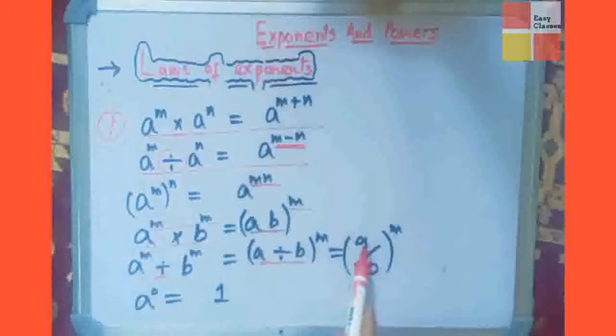We can put it in this form as well: a divided by b raised to power m, and a raised to power 0, any number raised to power 0, that is equal to 1, right? Okay, this is all about the laws of exponents. Take care.